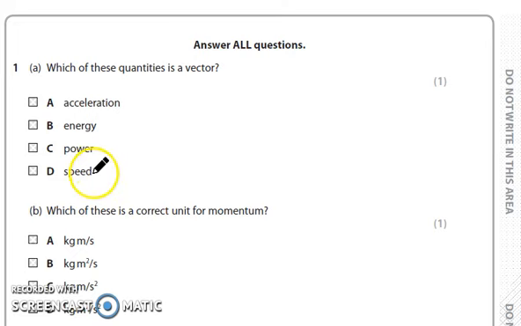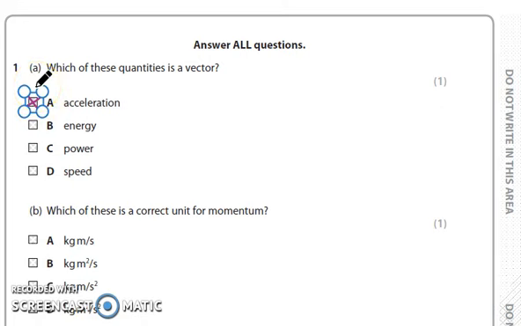D is incorrect because speed has only got magnitude. Power has also only got magnitude, so is incorrect. Energy is incorrect because it only has magnitude, which leaves us with A, acceleration, which we know has both magnitude and direction.